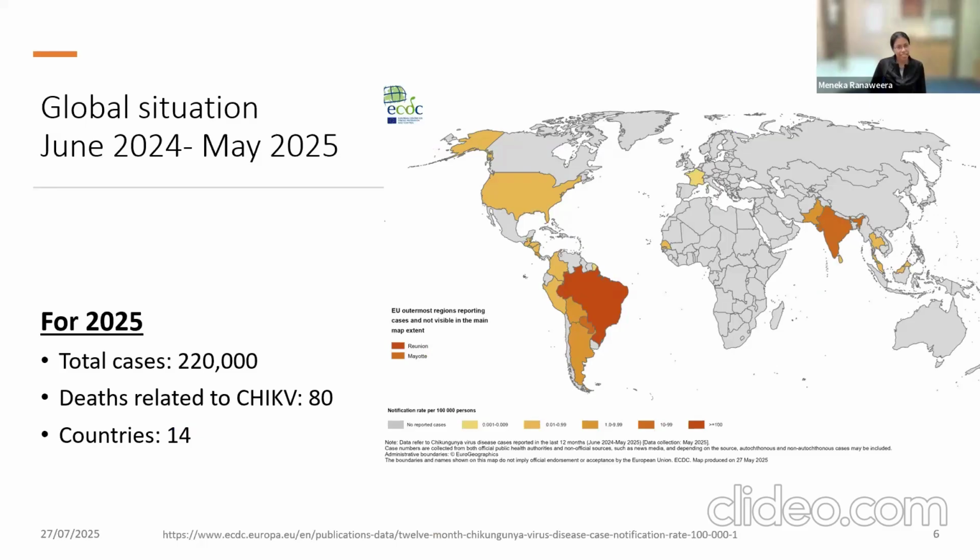In terms of the global situation, we have a map here showing the spread of cases from June 2024 to May 2025. You can see here that India and Brazil are having a large number of cases. If you look at the individual numbers from 2025, the total number of cases is 220,000, with deaths related to chikungunya around 80, from 14 countries.